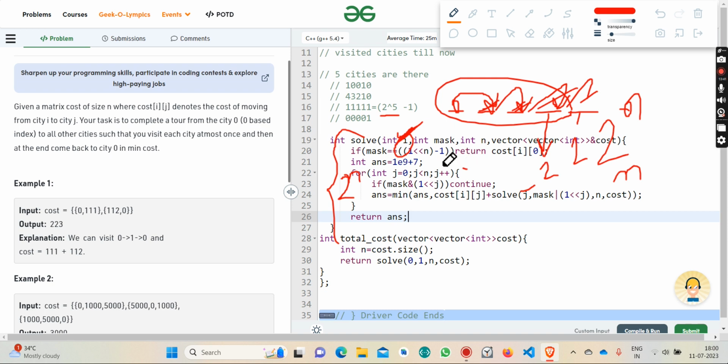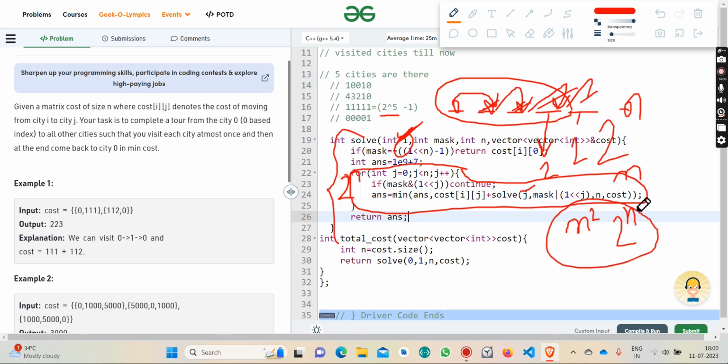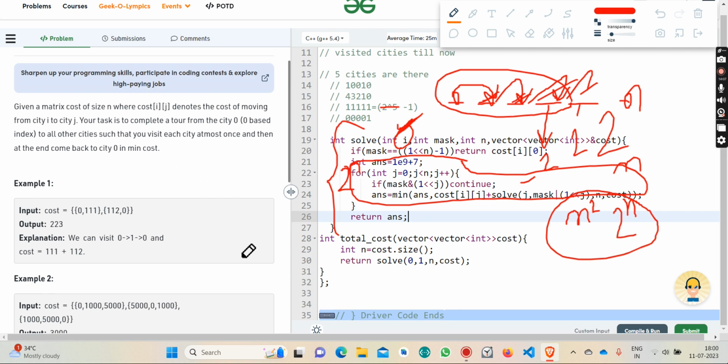And one more thing, in each iteration I am running an internal loop for checking each city. So it would be a total of n square into 2 to the power n time complexity solution. That's why I have said it is an NP-hard problem, and till now there doesn't exist a polynomial time complexity solution for this problem.